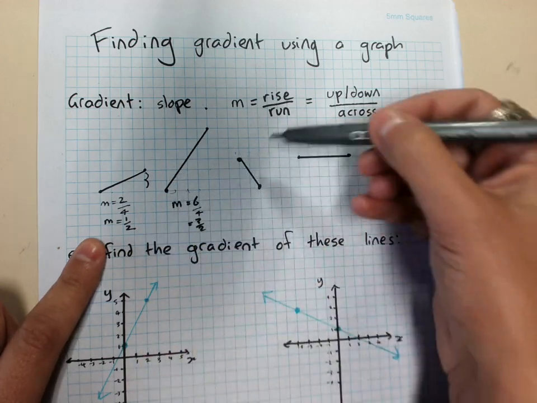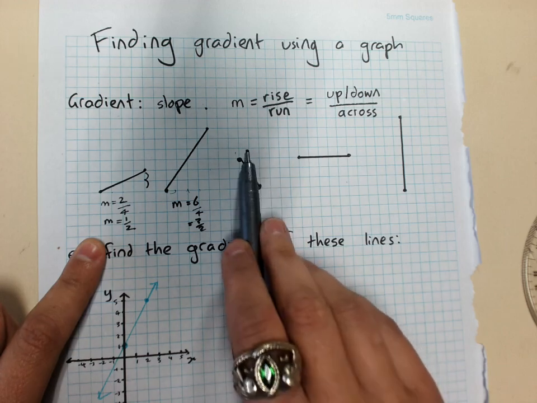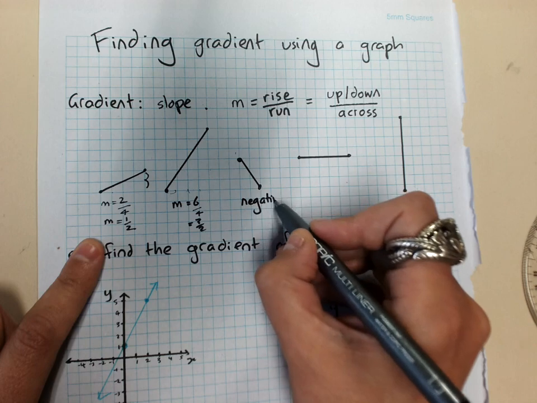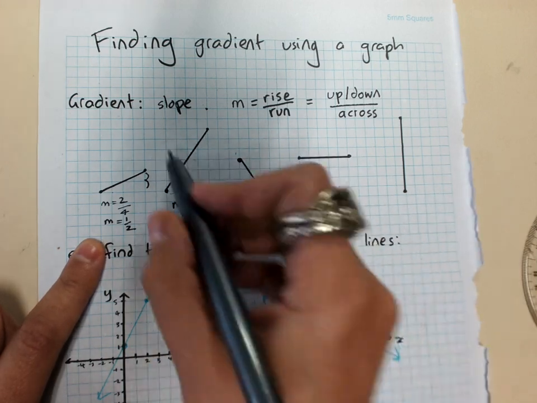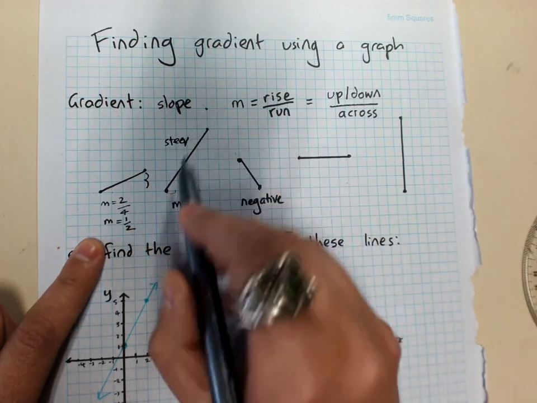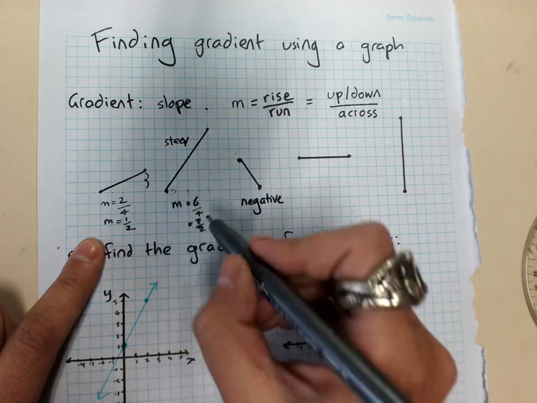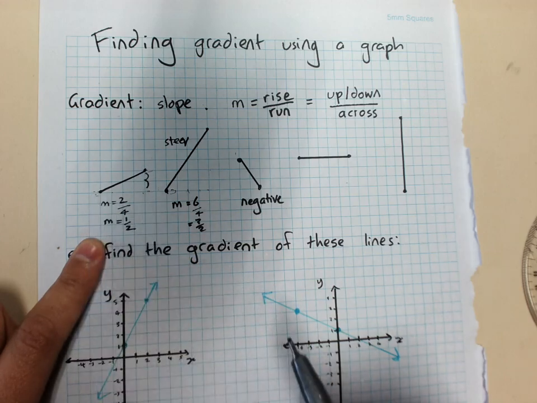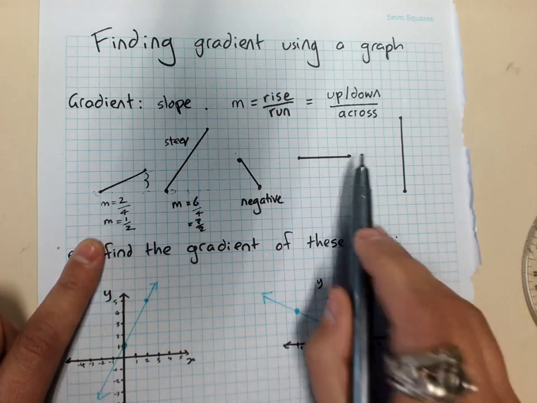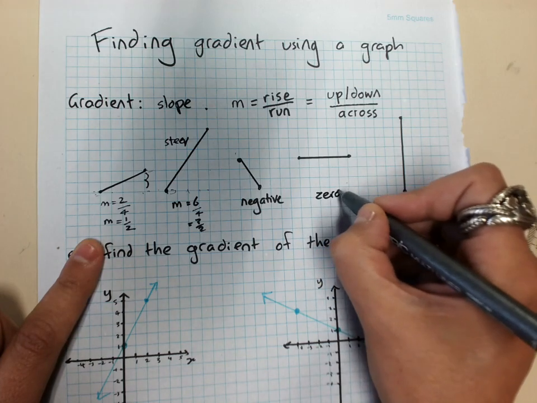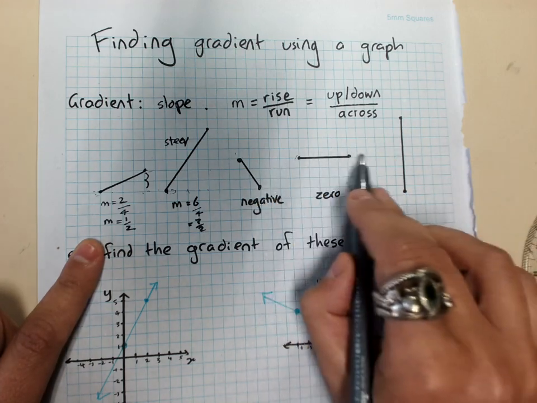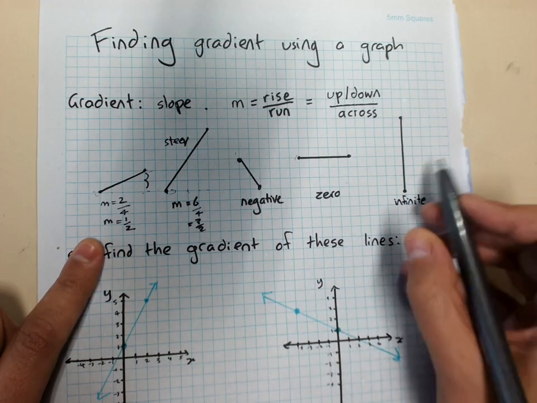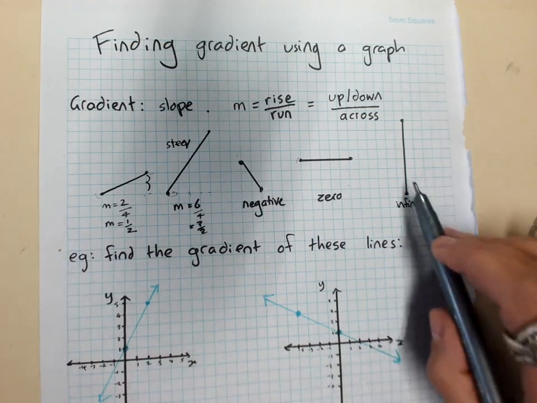This graph isn't a rise from here to here, it's a drop. This will have a negative gradient. This is steep because it's going up a lot for across not very much. This is not very steep, it's going up not much for across the same amount. This has no gradient, a 0 gradient, because it's going nowhere. It's not going up at all. And this has an infinite gradient because it's going up forever, because lines keep going.